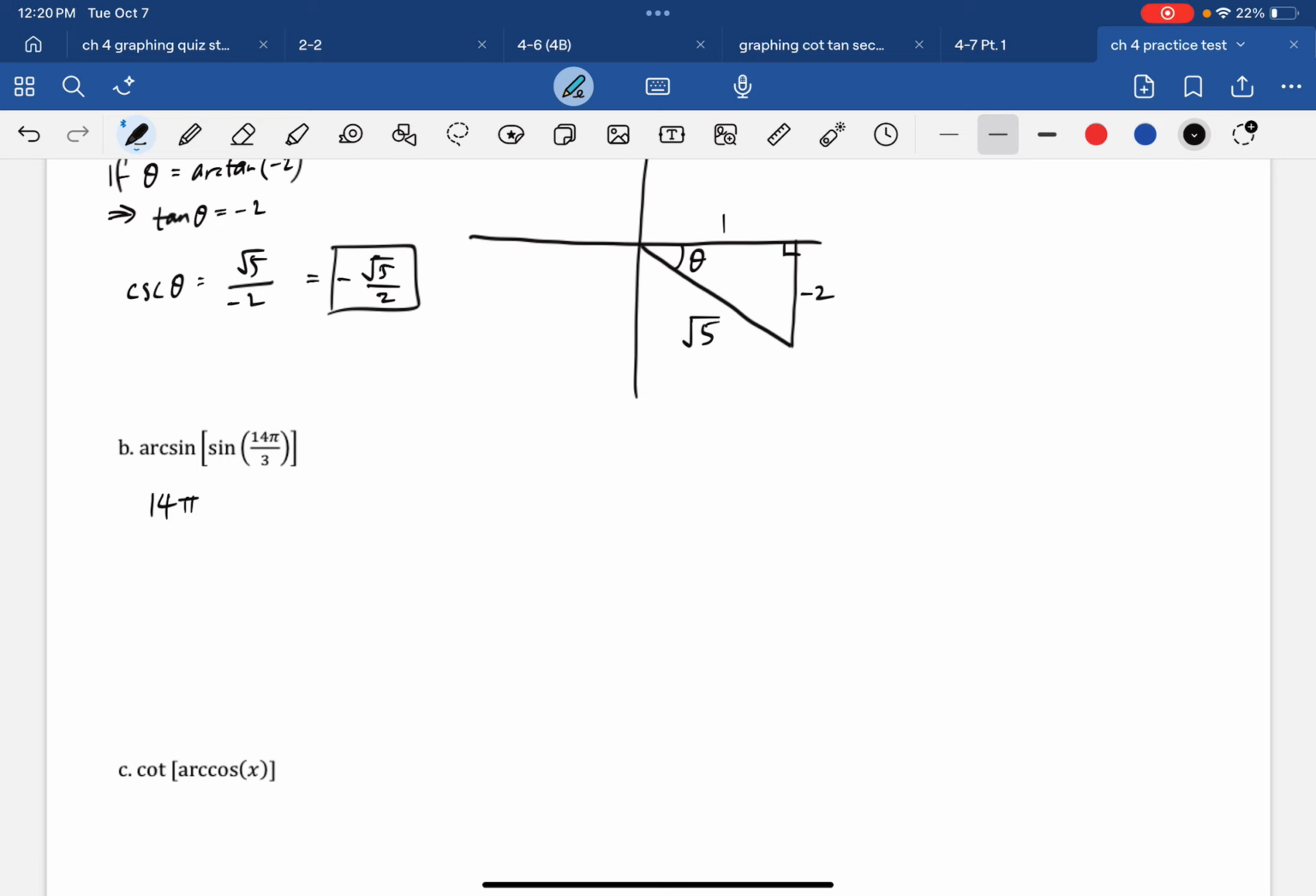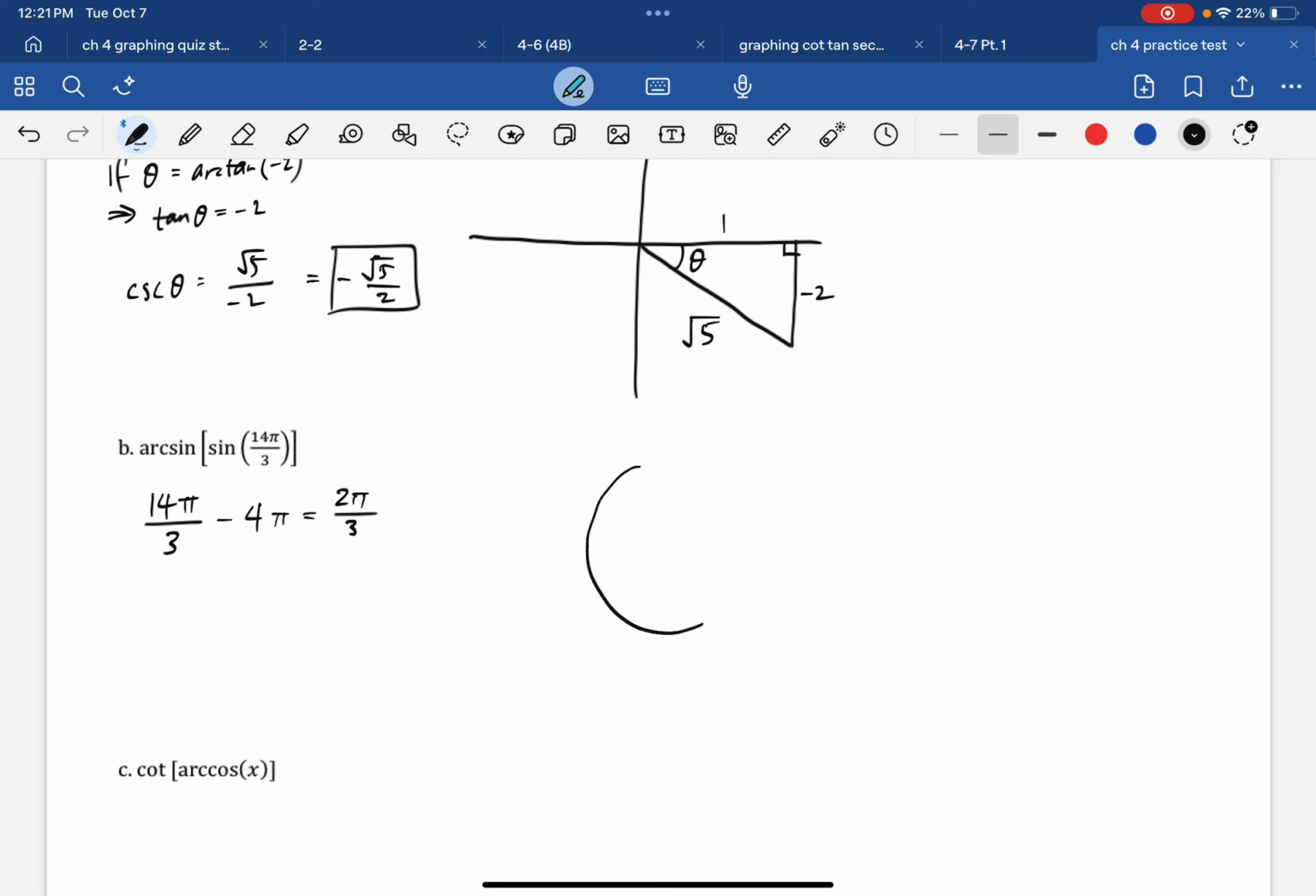So what we have to do is convert this into an angle that is within the range of arcsine. So a good start would be to subtract a multiple of 2 pi and see if that yields an angle within our proper range. So I'm going to subtract 4 pi because 14 pi over 3 is slightly greater than 4 pi. So when we subtract 4 pi, we are left with 2 pi over 3.